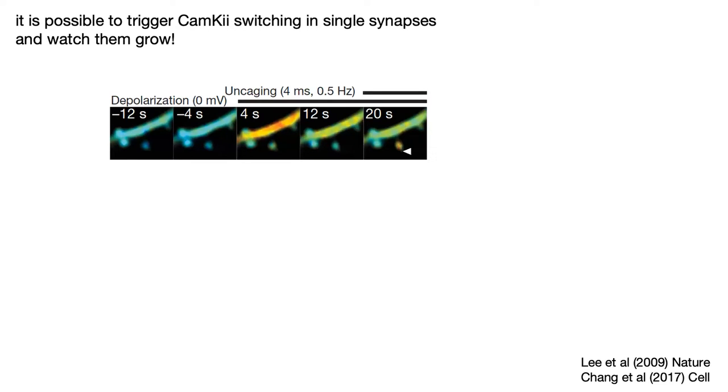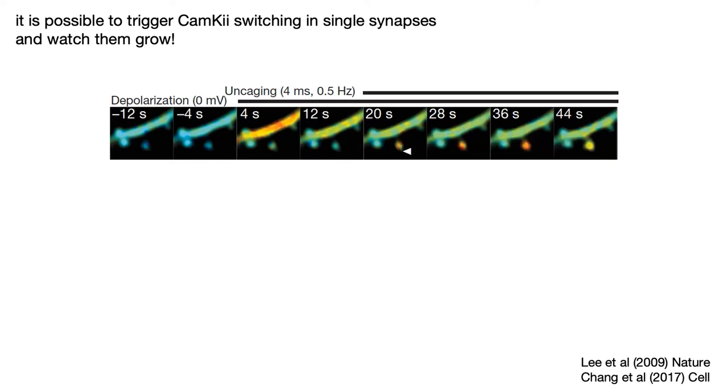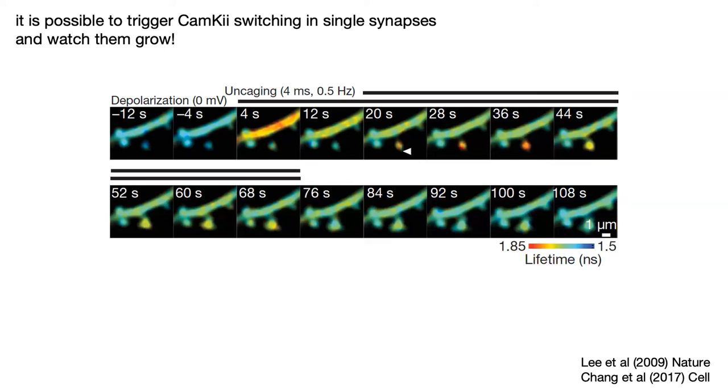And it's even possible to see this happening nowadays. You can see this happening in an individual dendritic spine or synapse. So here, this little blob is a synapse. And at this point in time, the experimentalists have triggered a surge in calcium as well as a coincident strong input to the synapse. And then what we see in pseudo color is the enzyme becomes phosphorylated, that's the red color, and subsequently the synapse physically grows in size over the course of several minutes.